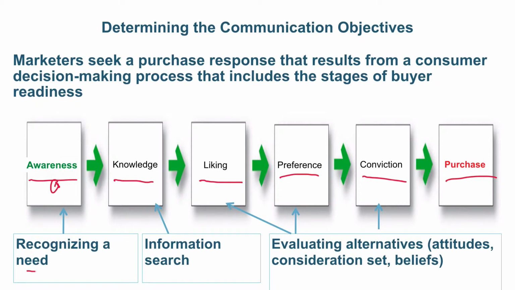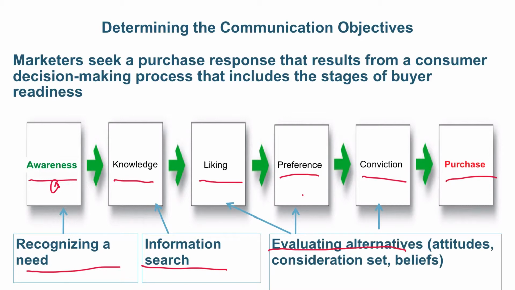Awareness fits very well with recognizing a need. So when we create brand awareness, we also want to explain to consumers why they need our product. Then we go to the second stage, which is the information stage. The information search stage will require us to provide knowledge to our consumers. So if we promote knowledge, we need to give them all the information that they're looking for. Then if our objective is to make them like our product, we want to create positive attitude. That will fit well with the evaluating alternative stage because it will affect attitudes and beliefs.